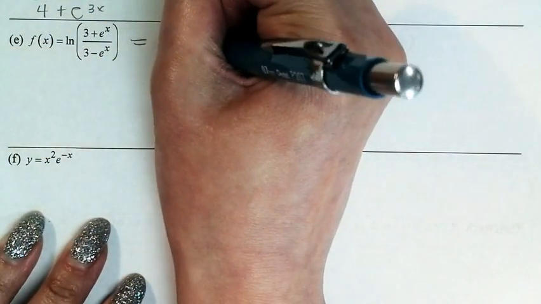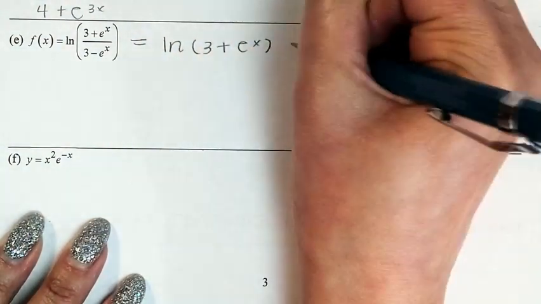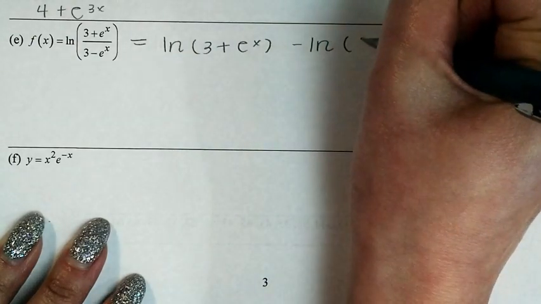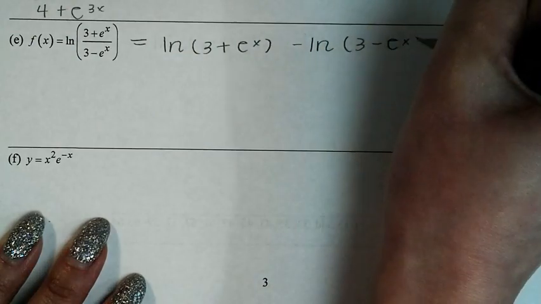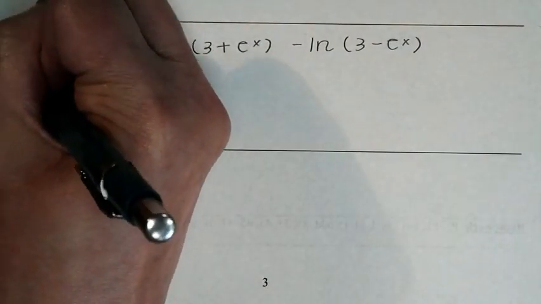So for this problem, you can use properties of log first. Okay? So you can separate this as natural log of 3 plus e to the power of x minus natural log of 3 minus e to the power of x. Are we okay with that? So then you can take the derivative of each piece separately.